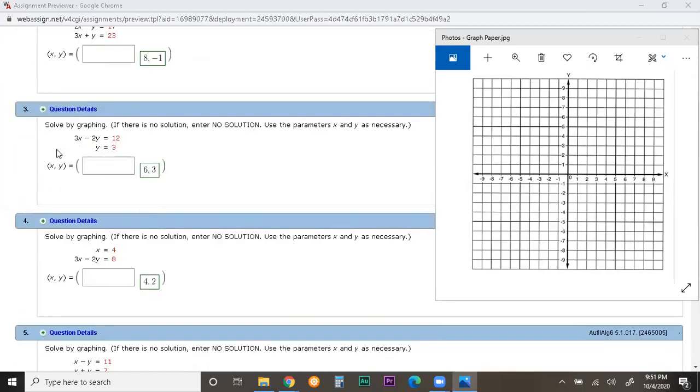So for number 3 here, now I'm going to do this several different ways just so you guys can see it done different ways. So for this first one, and I'm going to use different colors for each line. This first one is 3x minus 2y equals 12. Now, 12. If we look at 12, then we look at 3 and 2. These are factors of 12. So what I'm going to do, I'm going to graph this by using the x and the y intercept.